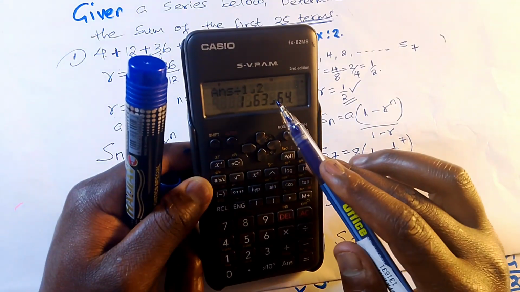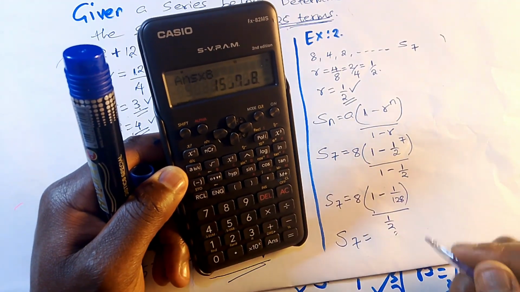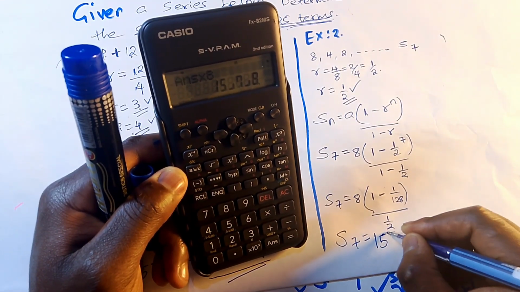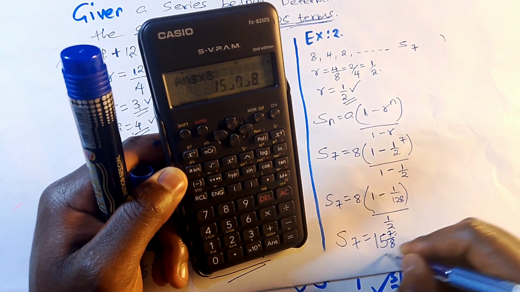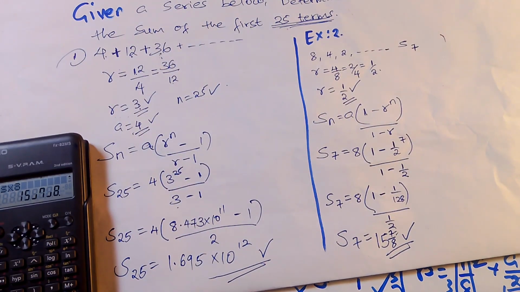We get 1 whole 63 over 64. Then we multiply by 8. And we are going to get the sum of the first 7 terms will be 15 whole 7 over 8. So that is how we determine the sum of geometric sequences and series whose common ratio is less than 1.